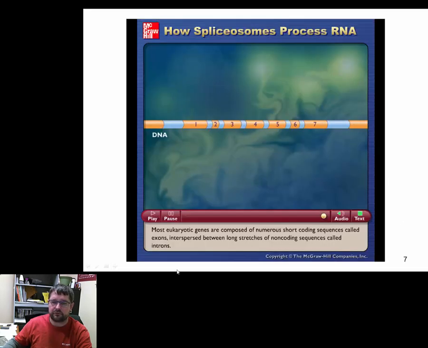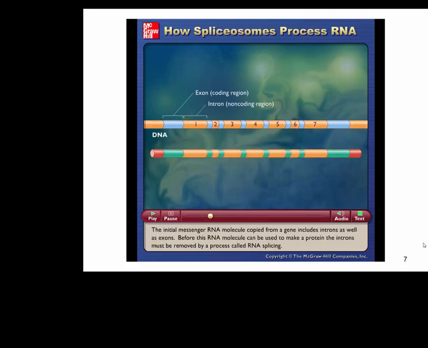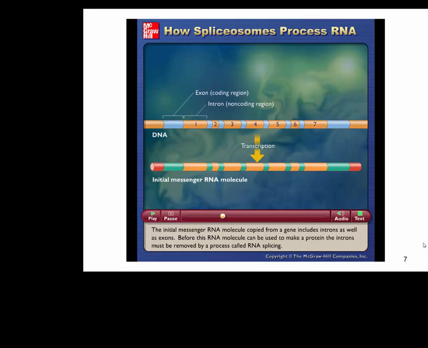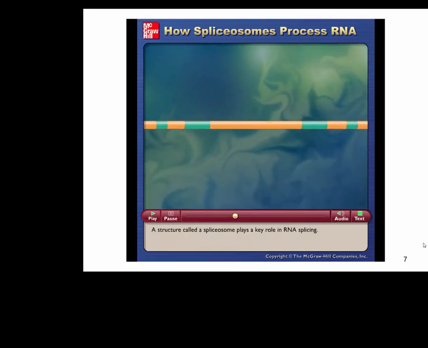Okay? So let's look at this in video form. Most eukaryotic genes are composed of numerous short coding sequences called exons, interspersed between long stretches of non-coding sequences called introns. The initial messenger RNA molecule copied from a gene includes introns as well as exons. Before this RNA molecule can be used to make a protein, the introns must be removed by a process called RNA splicing. A structure called a spliceosome plays a key role in RNA splicing.